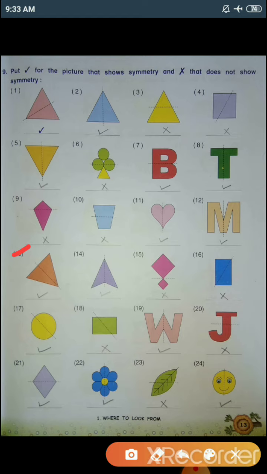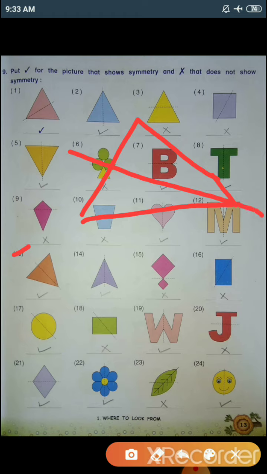Now number 13, you can observe one slanting triangle is given. Okay, and one slanting line divides this triangle into two parts. We can say that part 1 is this and part 2 is the upper side. Now you can conclude by watching this carefully. Part 1 is the same as part 2, so we can say this triangle shows symmetry.